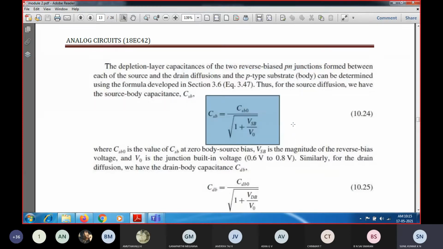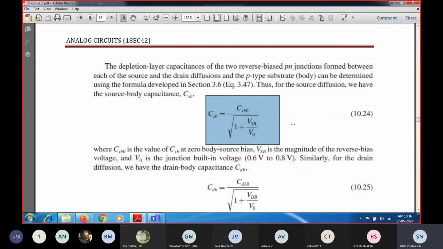So whenever the body terminal is left free, there will be zero body effect. Because of which you can say that if the body terminal is not connected, it is going to act like a backgate. Because of that, it is going to affect the characteristics of the current, that is the drain to source current.